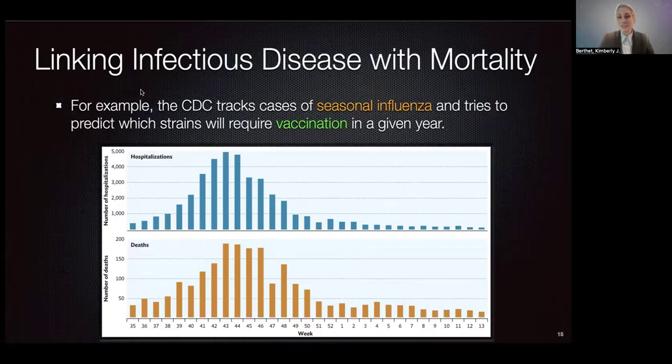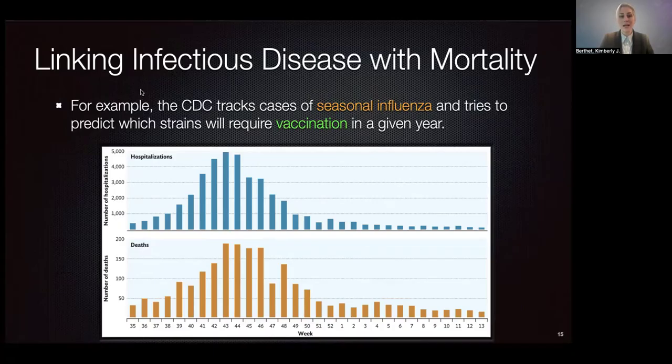Looking at infectious disease and mortality rates, we can also talk about seasonal influenza, as the flu can kill people who are vulnerable, so people who are immunocompromised, young, or elderly. And we know that the CDC doesn't only track the flu, but it actually predicts which viral strains are going to be coming up next.